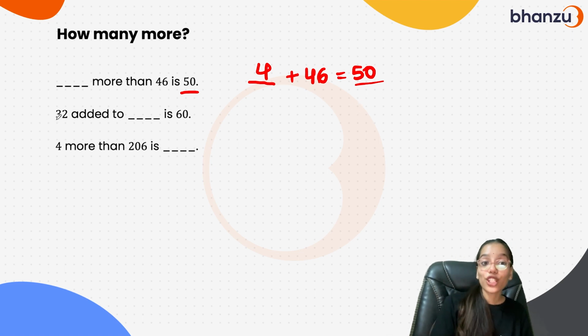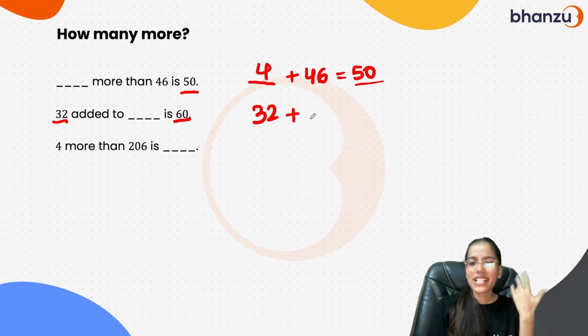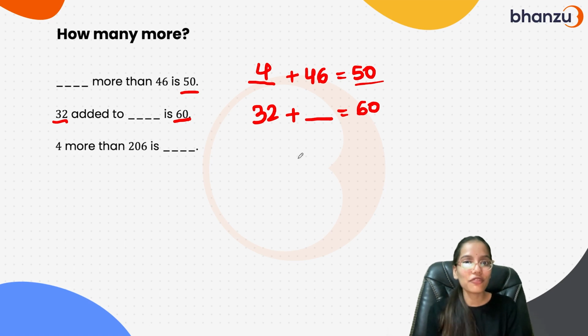Next we have 32 added to something is 60. Whenever there's a dash, it means there is some number in that place. Correct? So let's write it first. 32 added means plus. To dash means something that we don't know is 60. How do we find this out? Should we count like the way we did for 46 plus 4? From 46, when we wanted to go to 50, we did 47, 48, 49, 50, got 4 and wrote it down. But if I do the same for 60, how many numbers should I have to count?